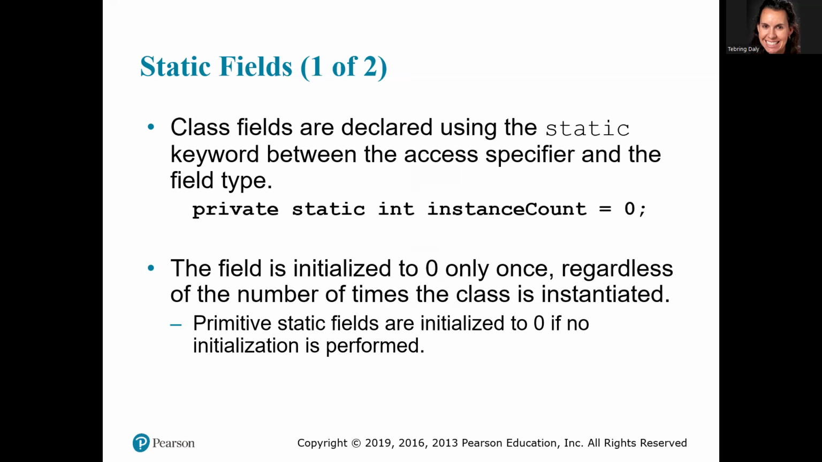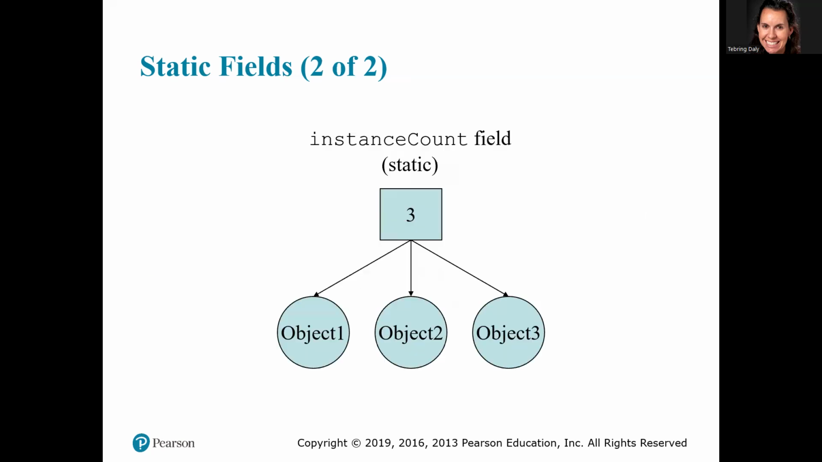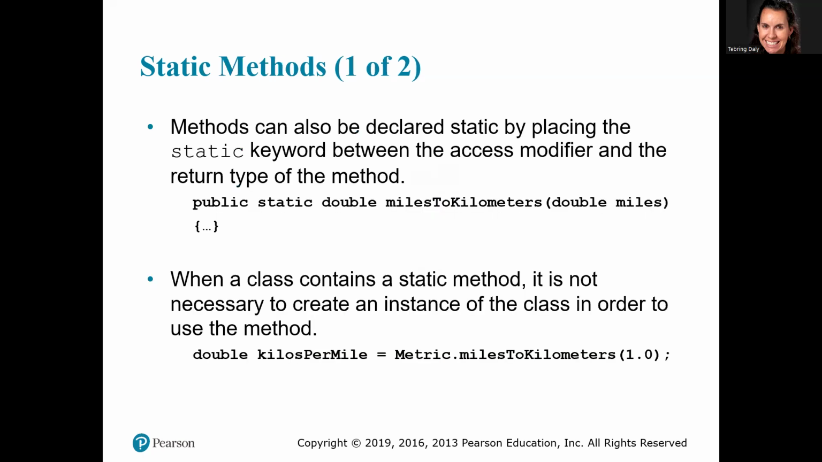Okay, it's usually used for counters. If you're working with objects, it's good for counting the objects. So this is the same example that they have here. If you want to know how many objects you have, then that field shouldn't be for each object. It should go with all the objects. So it goes with the class, not the object. So you just put the word static on your field, and then it knows that it goes with the class, not the object.